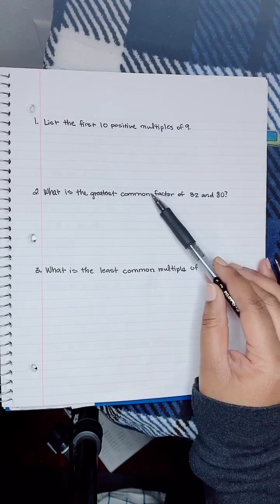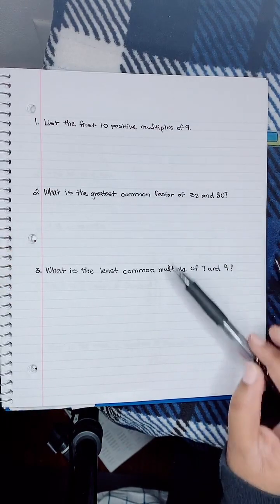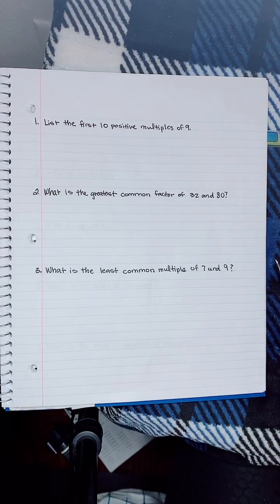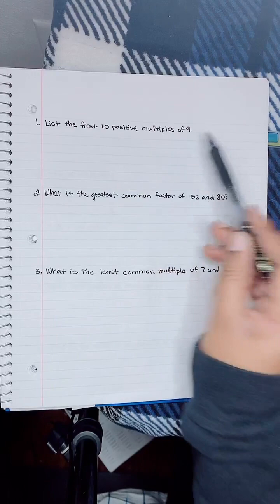But people hate it because they always mix these up. Hopefully we can straighten it out, so then you'll just be like, oh, okay, it's not that bad. So list the first 10 positive multiples of 9.